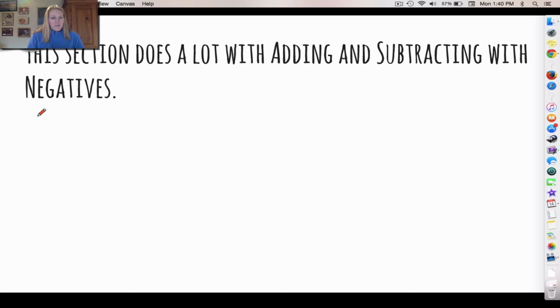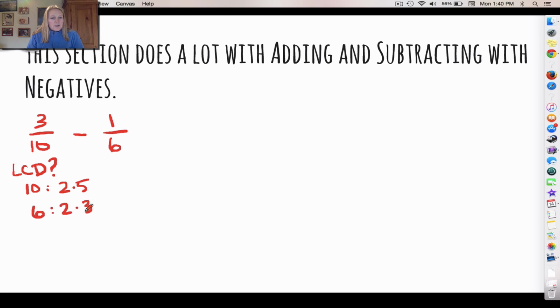So let's say that I have 3/10, and I'm subtracting from that 1/6. So again, least common denominator. If we look at 10 first, 10 is 2 times 5. 6 is 2 times 3. So commonly we have this 2, so we can use 5 and 3. So what is 2 times 5 times 3? 10 times 3 is 30. So we have to change both of our fractions into 30.